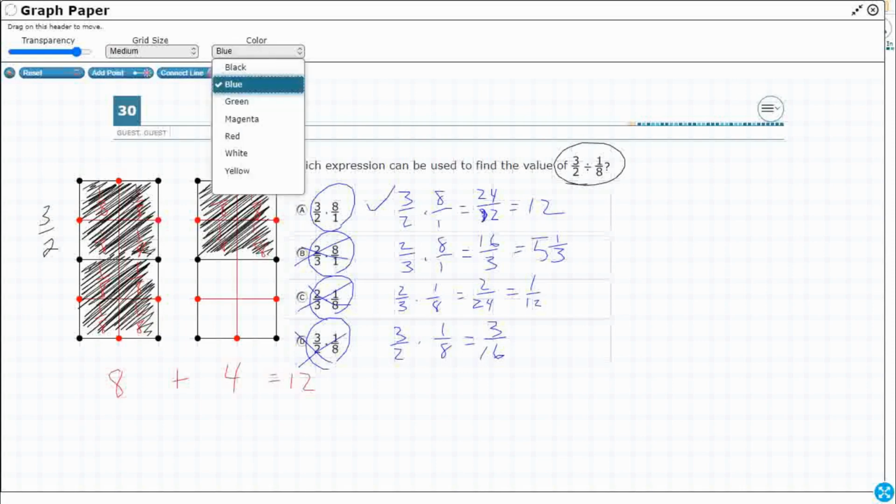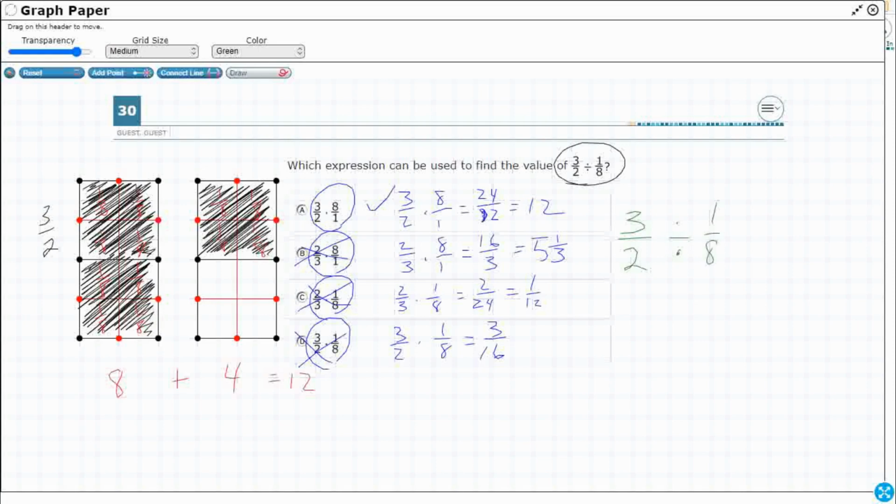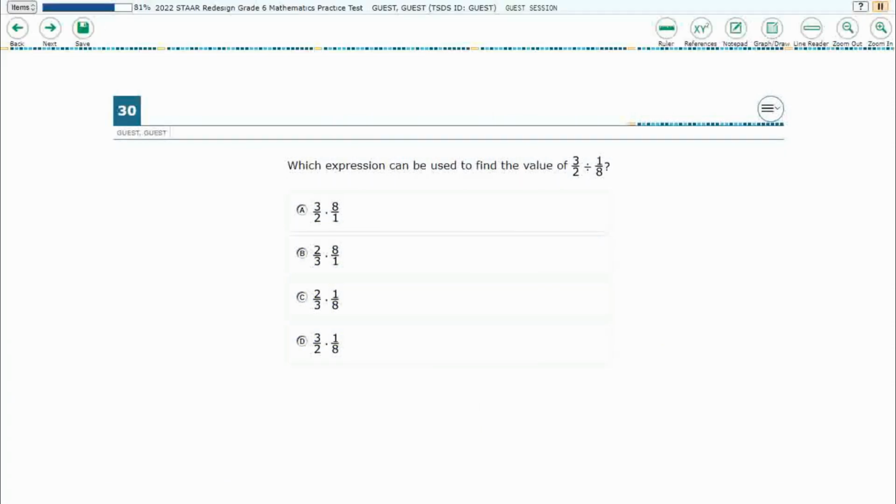Here is our trick. If we have a division problem like this, what you do is you take the sign and you flip it. So the inverse of division is multiplication. You take the second number and you flip it upside down, 8 over 1. You keep that first factor the same. So you flip the second one and you get your answer, and that's A.